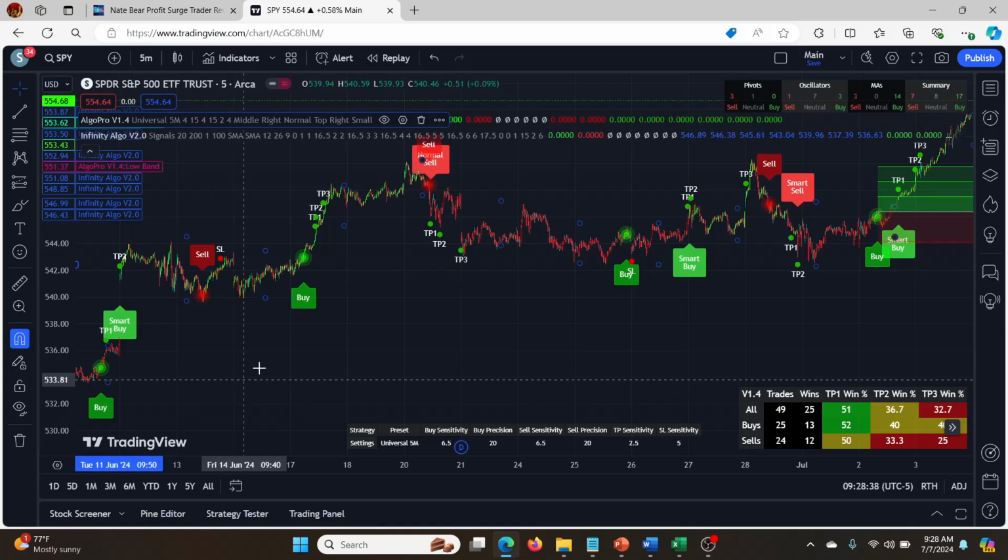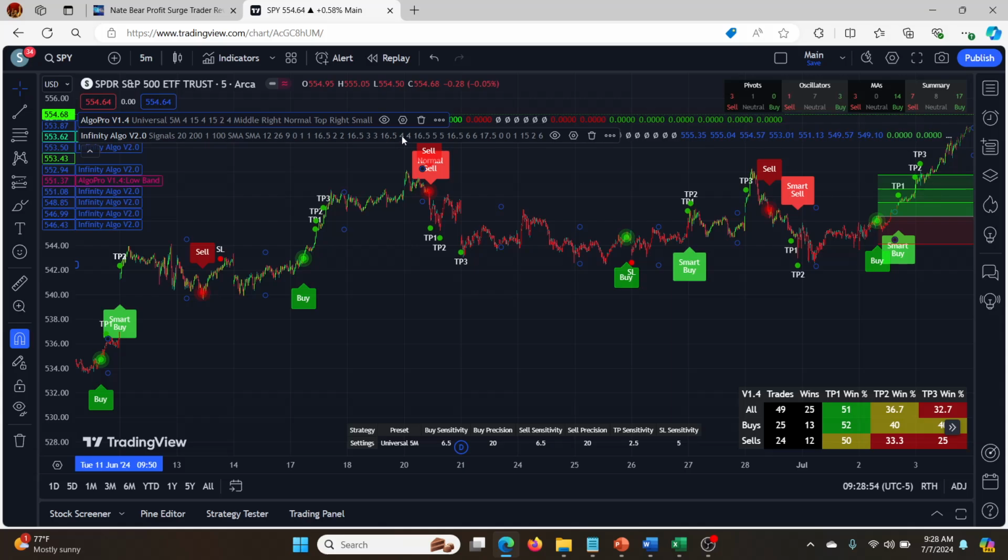So AlgoPro, and you see this over and over again, AlgoPro is catching the moves a little bit better with these optimized settings. Again, Infinity Algo hasn't even alerted in this upswing, and AlgoPro's caught it nicely. The two overlap on this one. You can see there's an AlgoPro and an Infinity Algo. Both caught this sell really nicely.